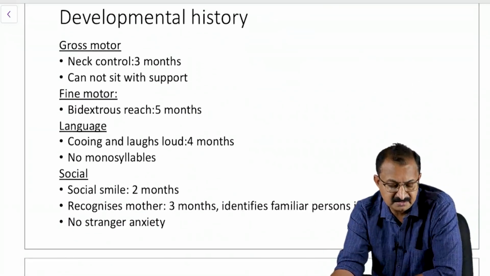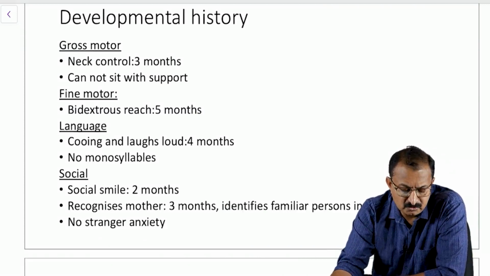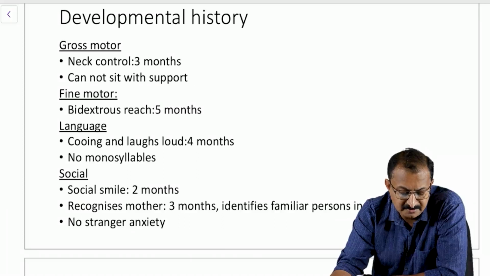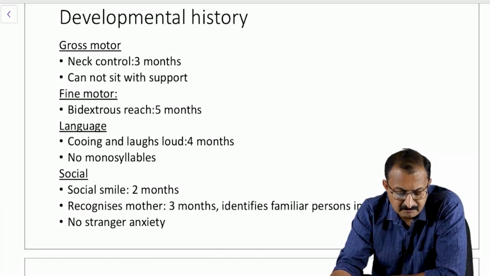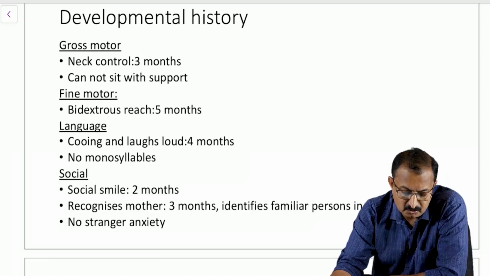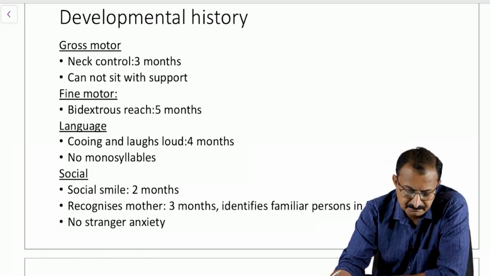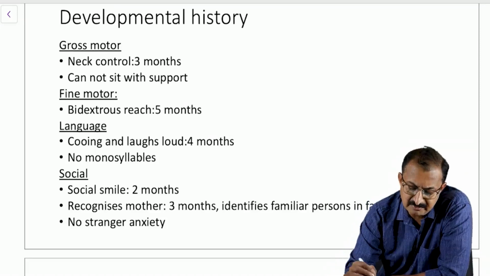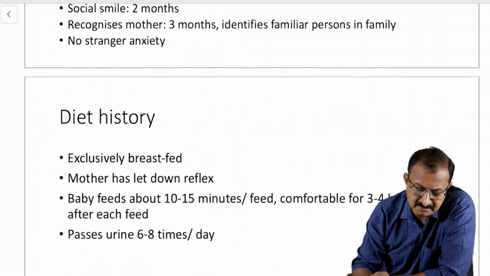In the developmental history, gross motor development, head control at 3 months, the baby is not able to sit with support. It's only a 5-month-old baby, so it is normal. Fine motor, bidexterous reach at 5 months, and language, cooing and laughs aloud at 4 months. No monosyllables. Social smile is there, recognizes mother by 3 months, identifies familiar persons in the family. There is no stranger anxiety. So the development is normal in this baby.